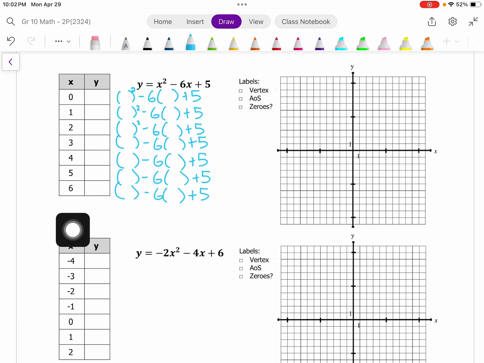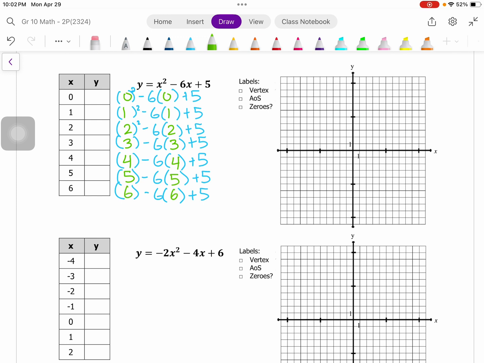Okay, so this is the exact same equation here. Instead of writing an x each time there was an x, I'm writing brackets, and then whatever my x is here, that is what I'm going to substitute in here. Here my x is 0, then 1, 2, 3, 4, 5, and this last one, x is 6.